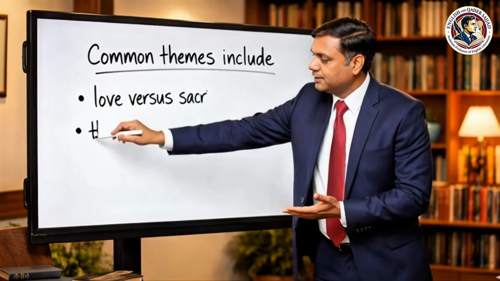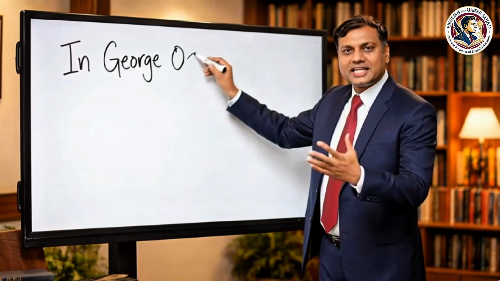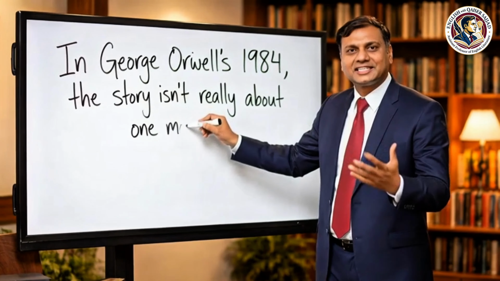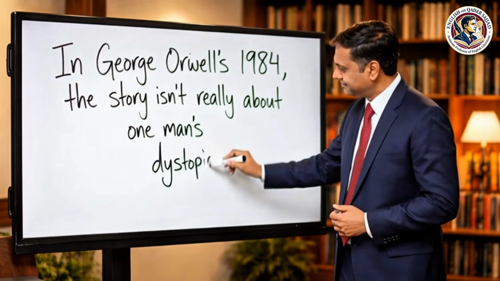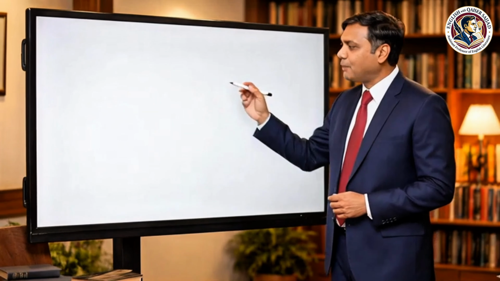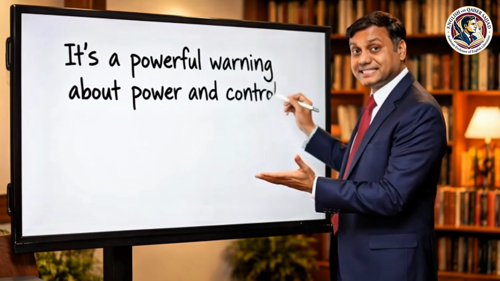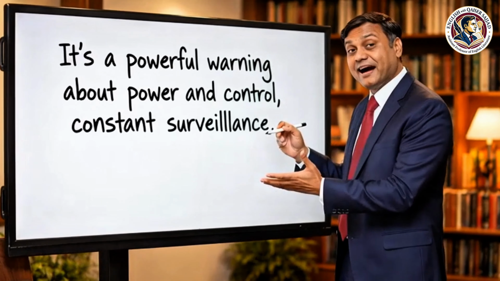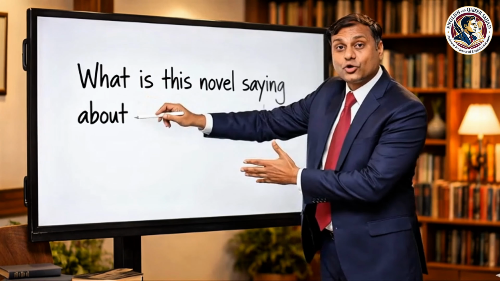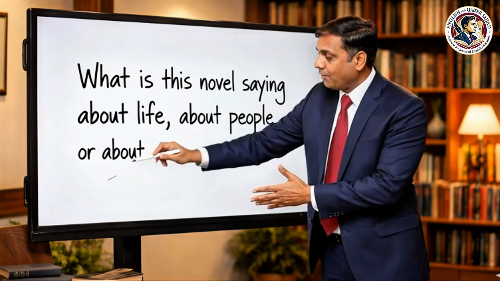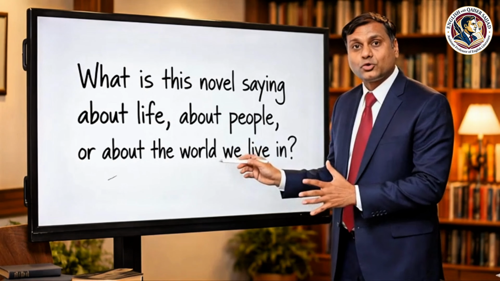In George Orwell's 1984, the story isn't really about one man's life in a dystopian world. It's a powerful warning about power and control, constant surveillance, and the terrifying loss of personal freedom. Instead of asking what happens, start asking, what is this novel saying about life, about people, or about the world we live in?